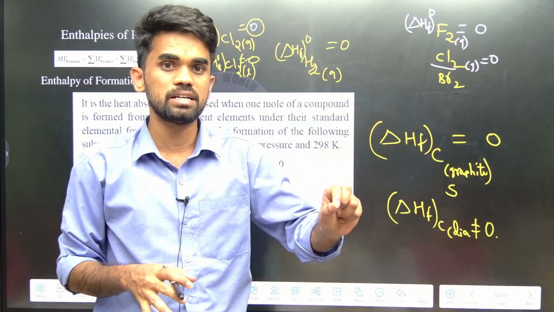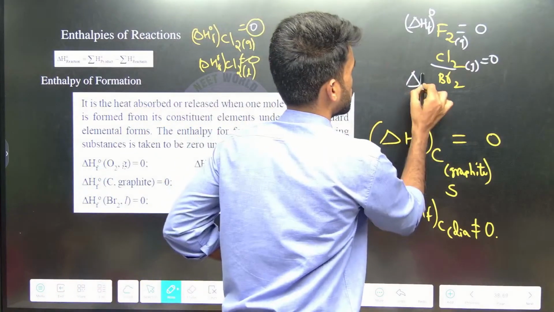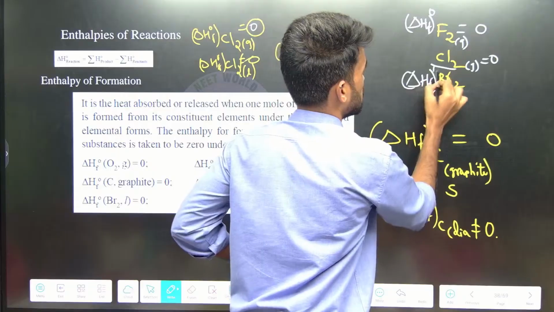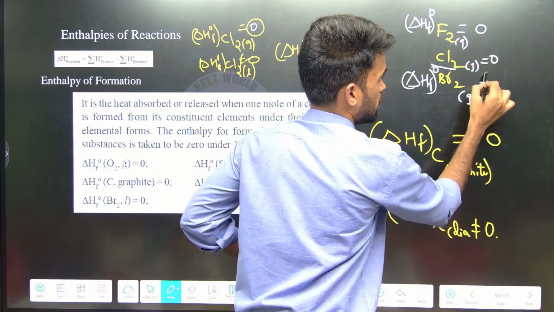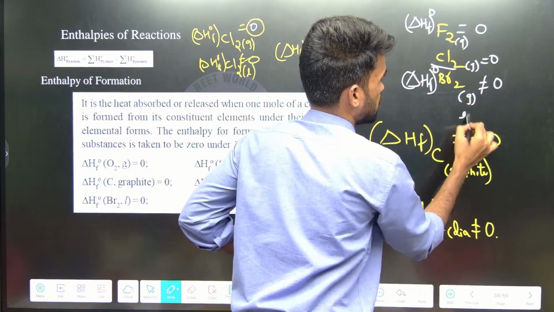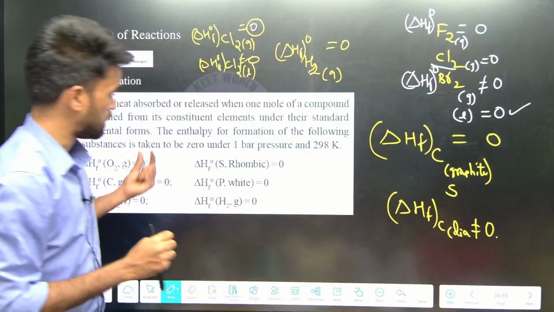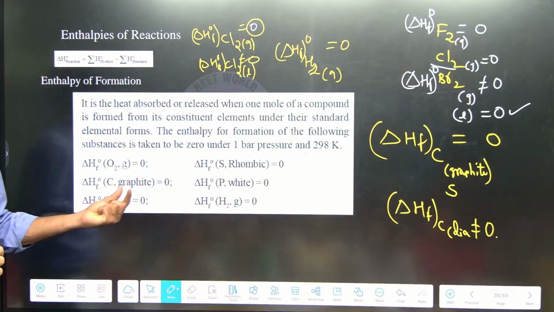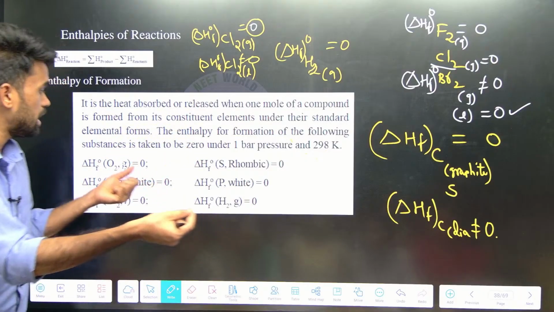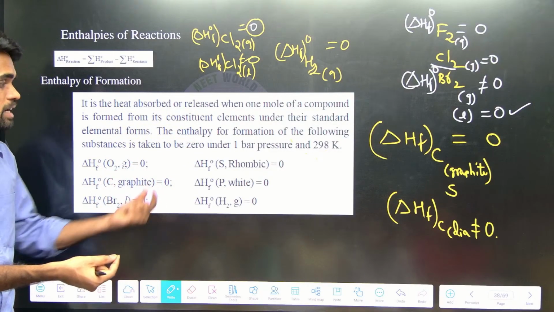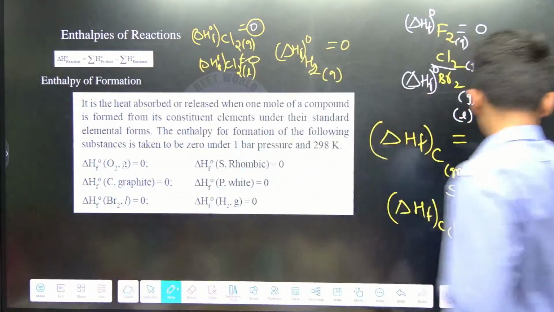Bromine will be in the liquid state. So its standard enthalpy of formation, if I mention it as gaseous state, will it be equal to 0 or not? It will not be equal to 0. But if I mention it in liquid state, it equals 0. Do you get what this line is saying? Any element in its most stable state, in its standard physical state, its standard enthalpy of formation will be 0.